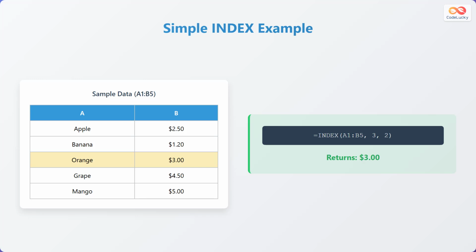Let's consider a simple example. We have a table with data ranging from A1 to B5. The first column A contains the names apple, banana, orange, grape, and mango. Column B contains the corresponding prices, $2.50, $1.20, $3, $4.50, and $5. If we use the formula =INDEX(A1:B5, 3, 2), it will return $3.